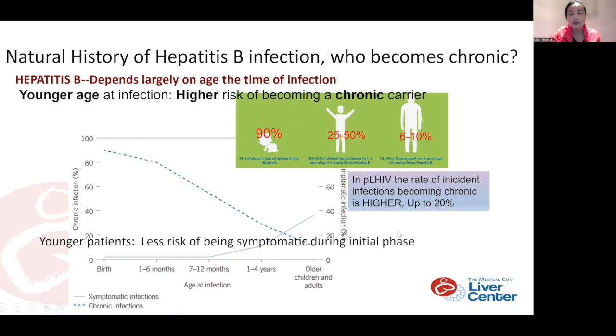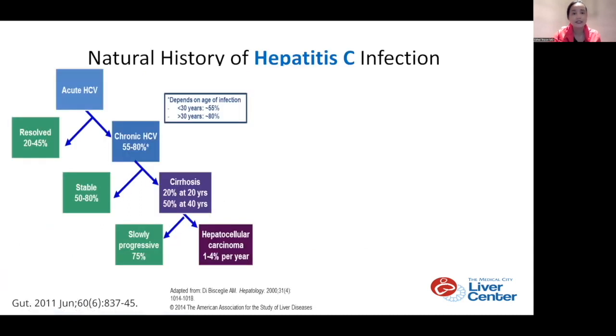However, it's important to note that in PLHIVs, the rate of incident infections becoming chronic is much higher, up to 20%, even in adults. What about hepatitis C? So in HIV negative individuals, of those who get acute infection, about 55 to 80% will become chronic. And the reverse is true for hepatitis C as opposed to hepatitis B. The older you are, the higher the risk of getting chronic infection or carrying the virus for a longer time.